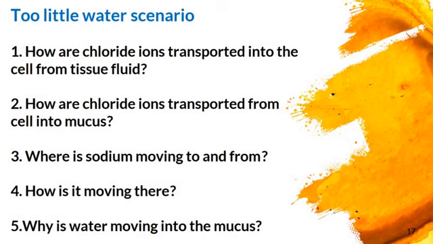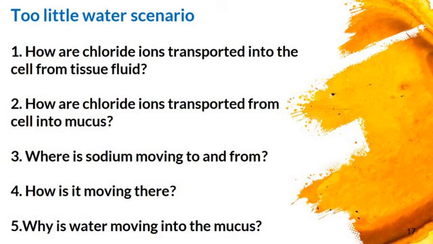Let's have a look at our answers. For the first one, chloride ions are transported from the tissue fluid into the cells through active transport. They're actively pumped from a low concentration to a high concentration. Our second question, how are chloride ions transported from the cell into the mucus? This occurs through facilitated diffusion from a high concentration in the cell to a low concentration in the mucus. When we think about where sodium's moving to and from, sodium ions will be moving from the tissue fluid into the mucus, and for question 4, it's moving there between cells through diffusion.